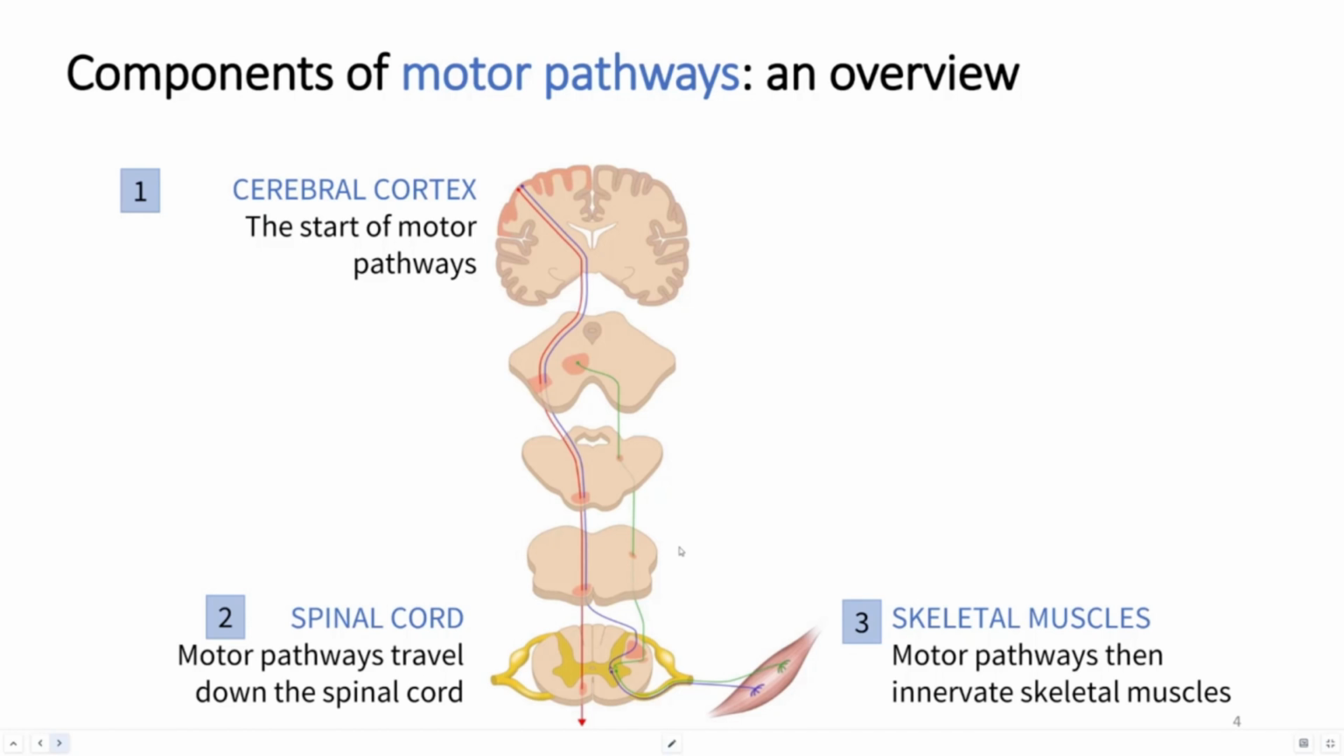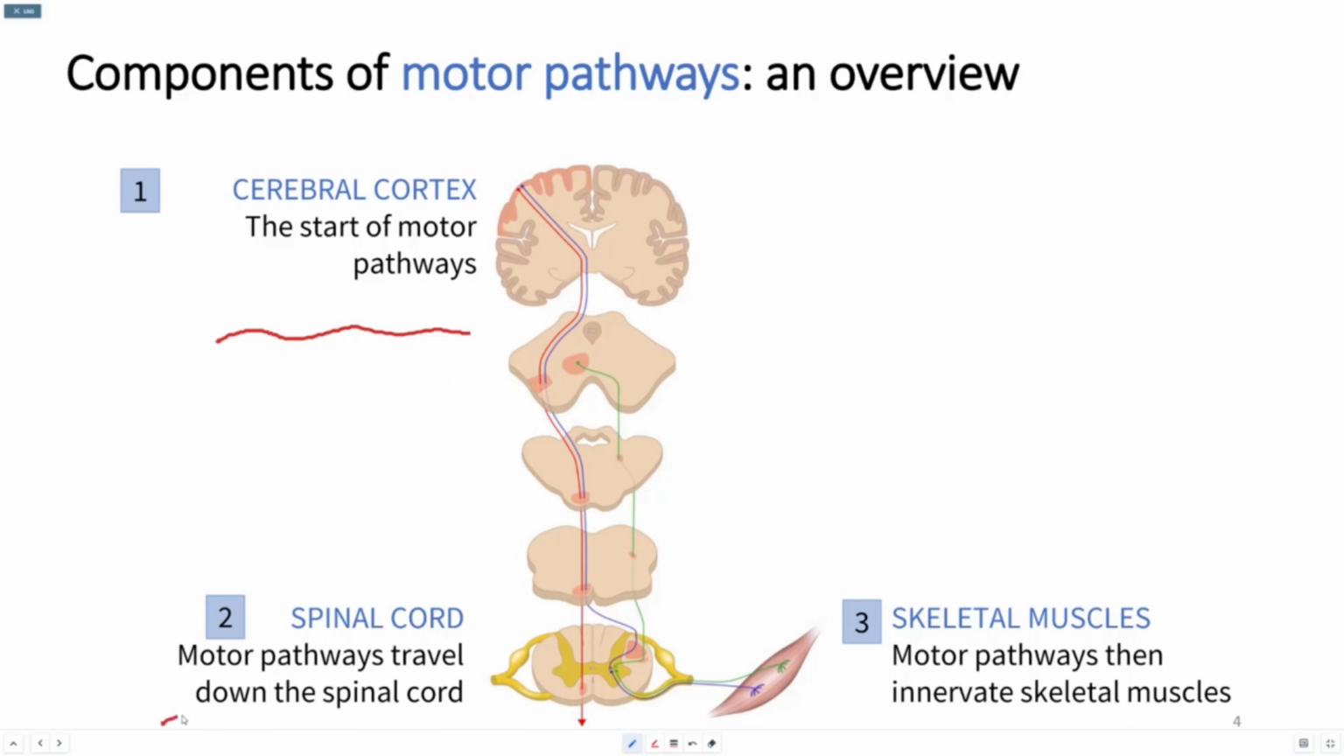The pathway from the cerebral cortex to the spinal cord and then to the muscle is considered the motor pathway that is responsible for controlling all of our voluntary movements of the body. The pathway is divided into three main parts. First, we have the cerebral cortex, which is the outer layer of the brain that is responsible for processing sensory information and generating motor commands.